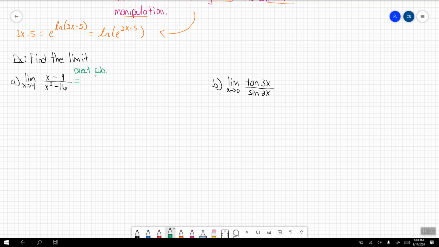With direct substitution, I get 4 minus 4 divided by 4 squared minus 16, which once again leads us to 0 over 0. This is the indeterminate form that we want.